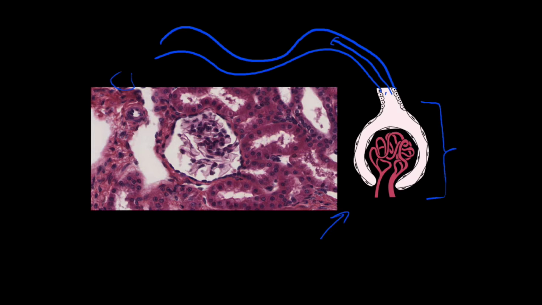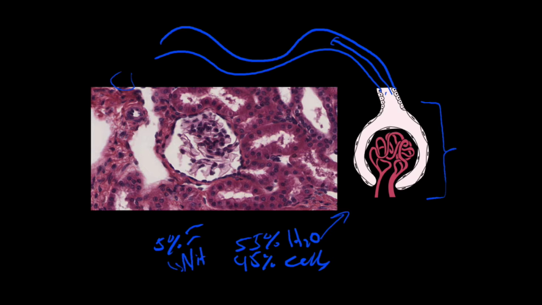Alright, so one thing to remember here is that 55% of your blood is water, right? And then 45% of the blood is going to be cells, but only a certain 5% is going to be sugar, proteins, and also you're going to have waste products containing nitrogen, right? And eventually you want to get rid of that nitrogen.